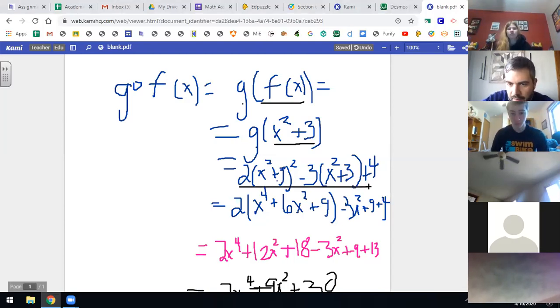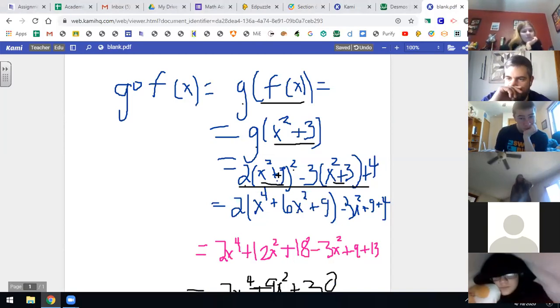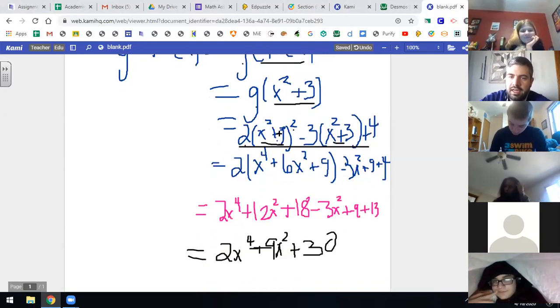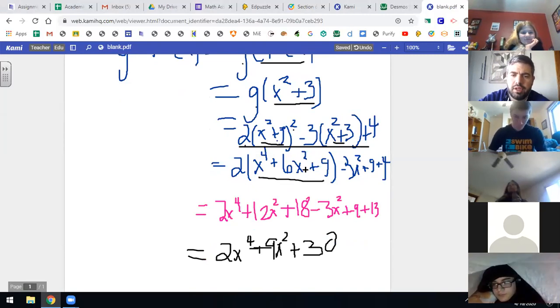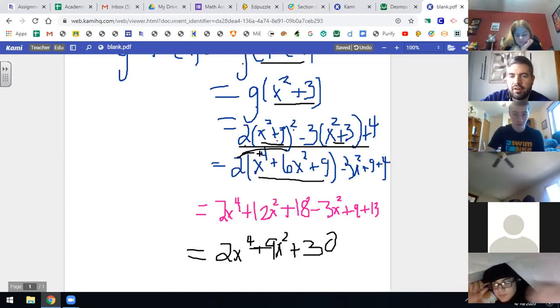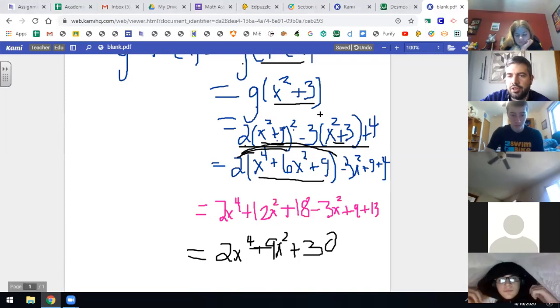So you'll notice my function was 2x squared minus 3x plus 4. So my x squared plus 3 is now just my x's, right? So I'm going to replace every place I see an x with x squared plus 3. Then what I do is I FOIL it out. And again, you could do this on your notes or something like that a little bit quicker. So you square it out and you end up getting this, x to the 4th plus 6x squared plus 9. And then minus 3x squared plus 9, and then plus 4. Okay, so then what we're going to do is I distribute the 2 to everything, right? I distribute the 2. I distributed the 3 here.